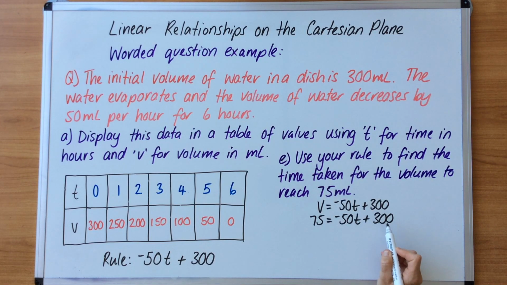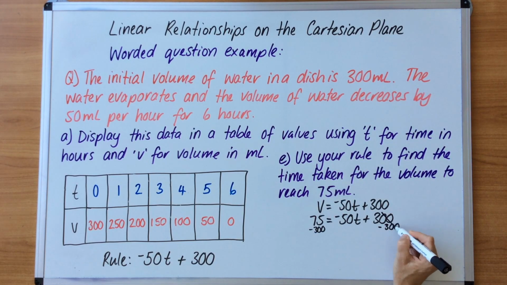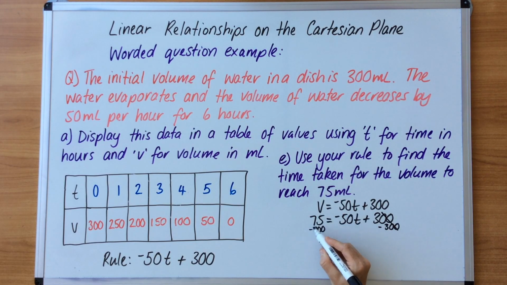So I have to start with this positive 300. So the opposite of positive 300 is negative 300. And what I do to one side, I must do to the other. Now we know that 300 minus 300 cancels out to 0. If I solve 75 minus 300, I get a negative 225. And I simply drop down the 50t. This is actually switched back to front at this point in time. Normally you see the letters on the left, numbers on the right, but that's okay because we can flip it around at the end.